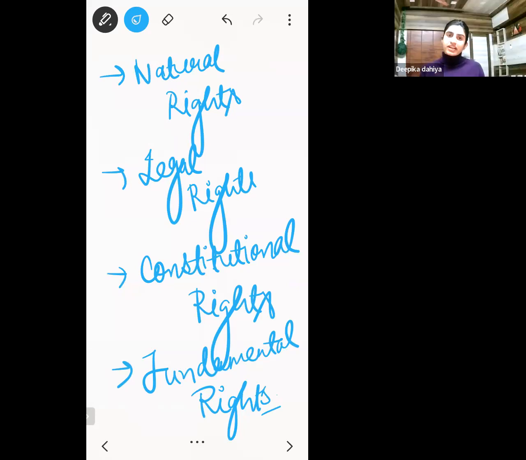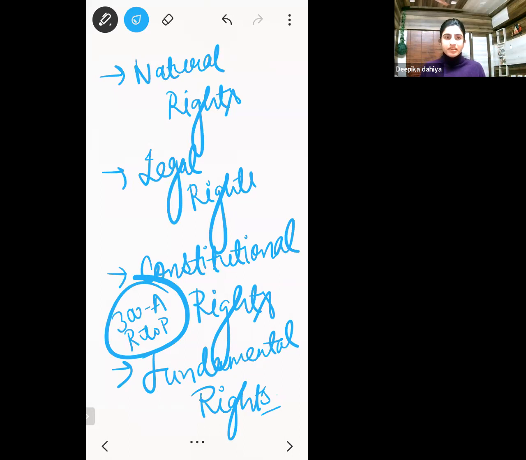What are constitutional rights? All those rights which are mentioned in the Constitution. For example, right to property is mentioned in Article 300A of the Indian Constitution. These are constitutional rights. All those rights which are mentioned in the Constitution are constitutional rights. Now, all constitutional rights are legal rights. Anything which is in the Constitution is legal. But every legal right may not be constitutional. There may be some rights which are written in laws other than the Constitution, which may not be a part of the Constitution.